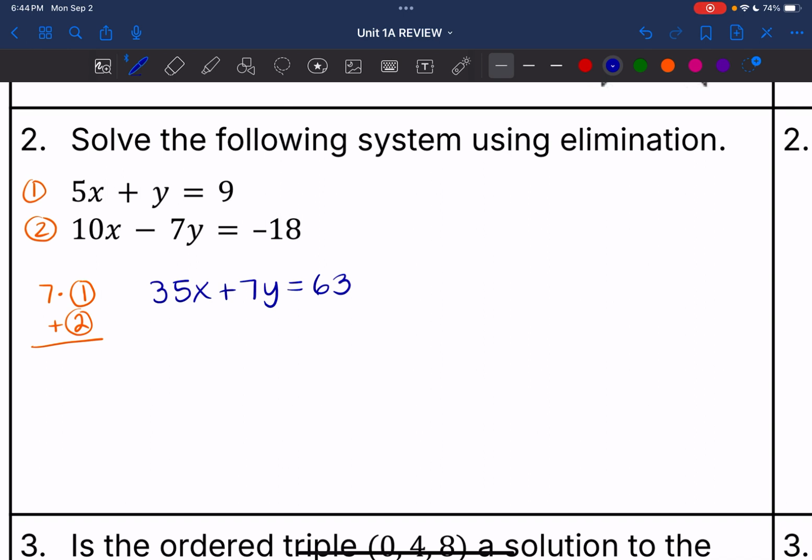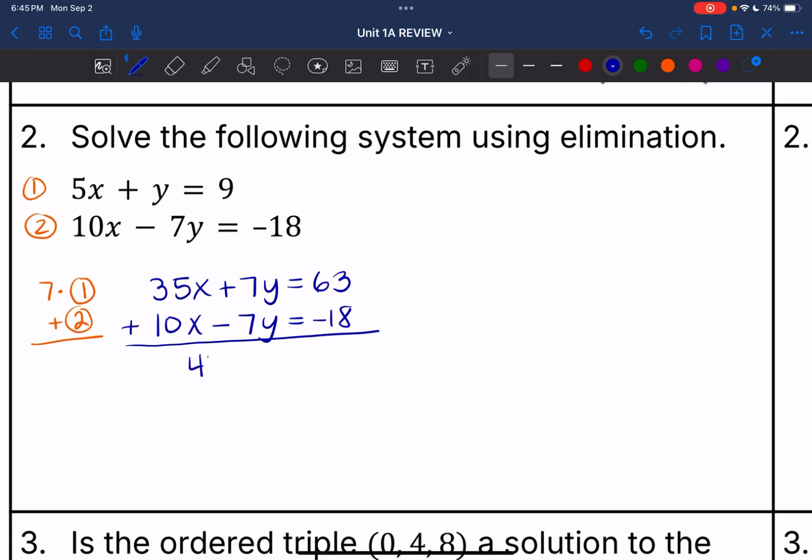Bottom equation, we're not multiplying it by anything, so I'm just going to rewrite what we already have. Okay, and then we said our strategy was that we are going to add these two things together. So that gives me 45x, the y's get eliminated, equals 45. We're almost done finding x. We just don't want there to be a coefficient, so we are going to divide both sides of this by 45, which gives us x equals 1.